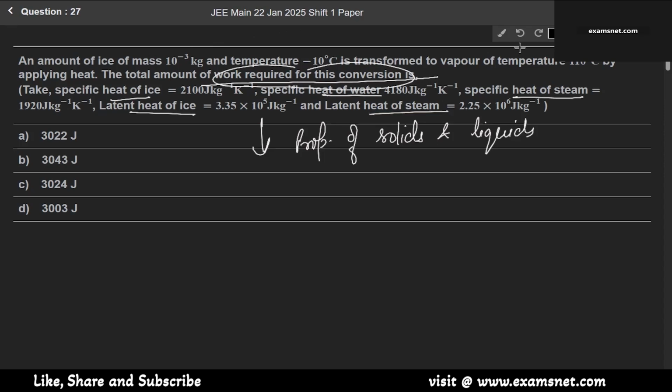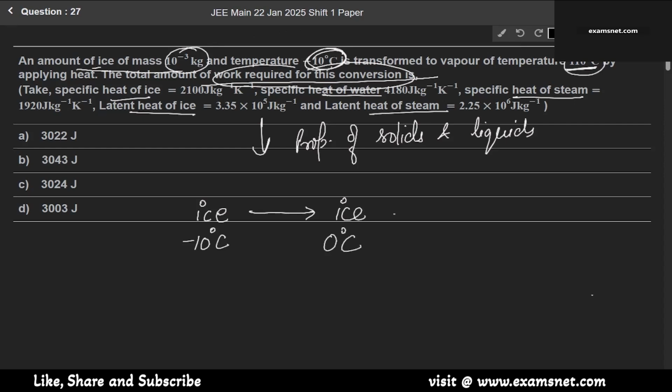According to the question, an amount of ice of mass 10 to the power minus 3 kg is transformed to vapor at temperature 110 degrees Celsius. So first of all, there is ice at minus 10 degrees Celsius. Then it will be converted into ice at 0 degrees Celsius, to ultimately reach this temperature.